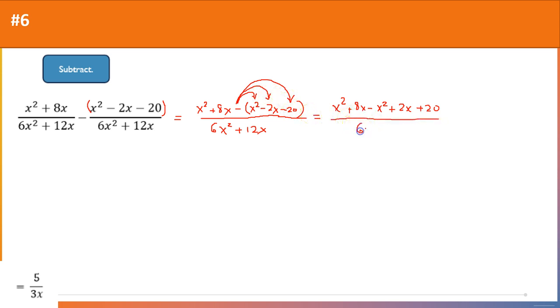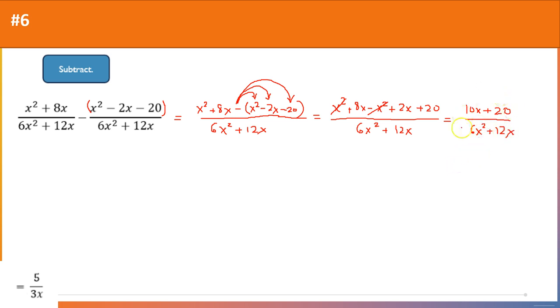The denominator again is 6x squared plus 12x. Okay, we're going to combine like terms, and then we're probably going to factor in the end. Okay, so we have x squared minus x squared. Those two things turn to 0. We have 8x and 2x. 8x and 2x gives me 10x. Then we put 20 plus 20. In the denominator, we have 6x squared plus 12x.